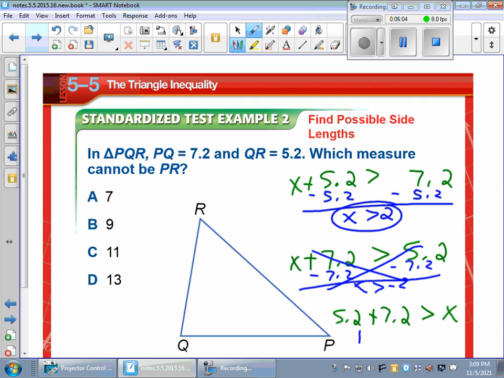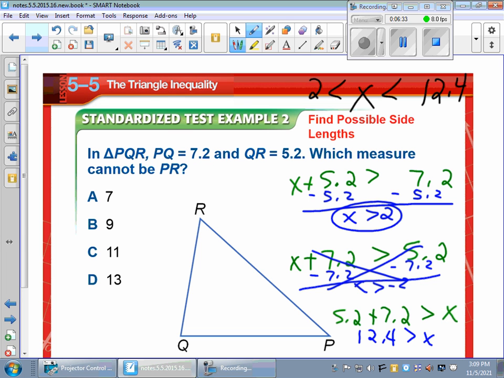This gives me 12.4 is greater than X. So now I write my range. I put the highest number on the right. So if I go up here, put X in the middle, I put 12.4 over here, and I put the 2 over here. X has to be less than 12.4 but greater than 2.